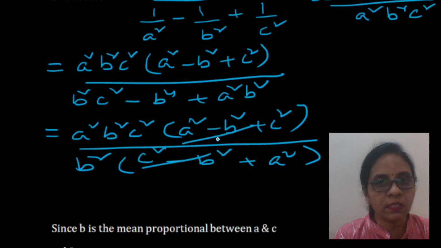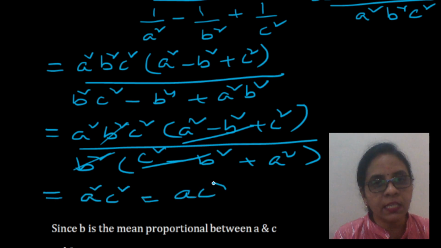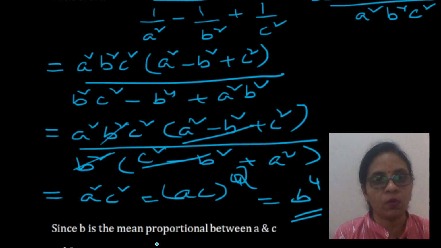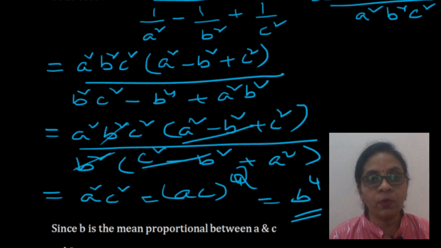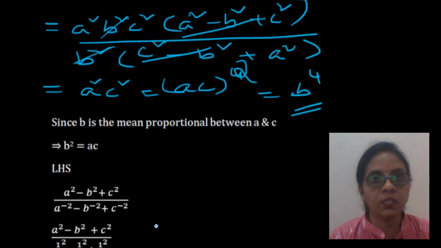So this and this get cancelled, b square gets cancelled. So we are left with a square c square, which is ac whole square, and ac is b square, so it becomes b to the power 4. Okay, so this is how you solve a simple question, children. Very easy, only you have to be strong with your algebraic simplification. Okay, so see the solution.